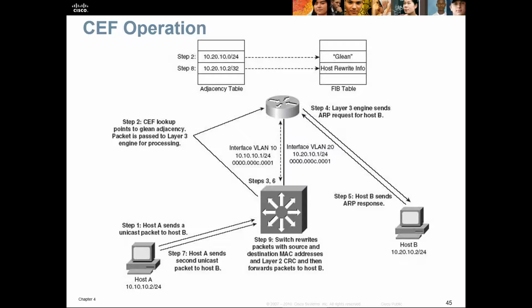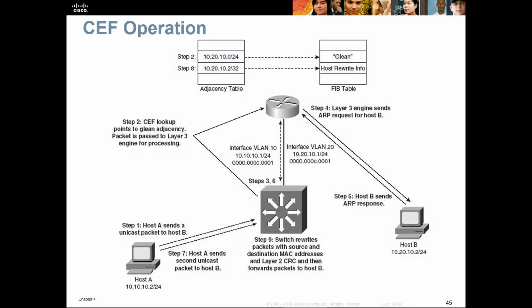Moving past that is our CEF operations. You can go through the CEF operations, but essentially the host will send a packet from A to B. The switch performs a CEF lookup based off the destination address. The packet hits the CEF FIB entry, which shows that it's connected to VLAN 20, and then the engine is using a glean adjacency. The hardware switching CEF table cannot forward this packet because it does not have the rewrite information.